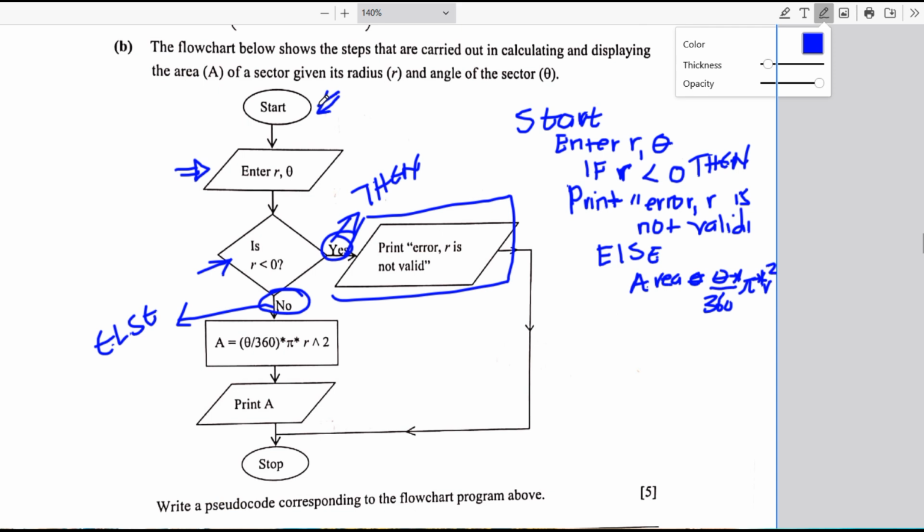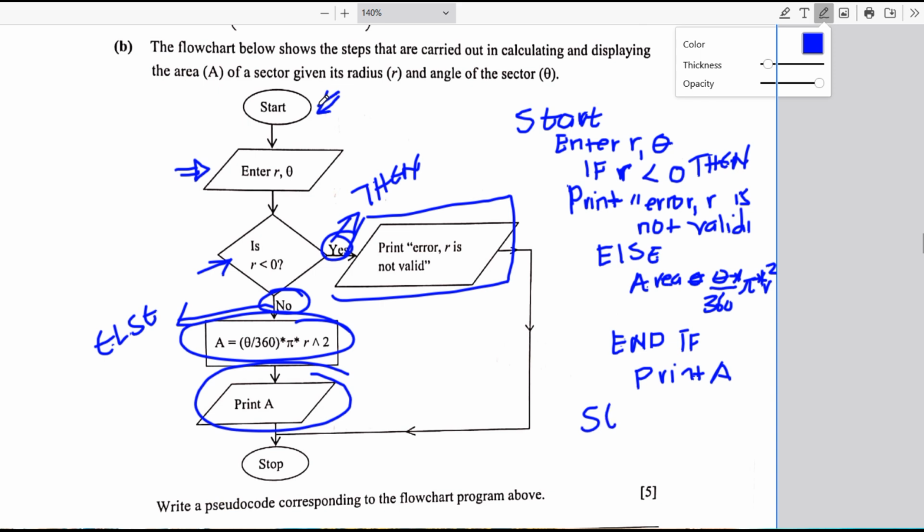Then here we are going to say, after this is done, when going to this part, you have to say end if, print area, then what do we do? Stop. So it's all about knowing the interpretation. So the best way to understand this question is you need to go through different questions, then you'll be able to get the pattern. So that's it for this video. Thanks for watching.